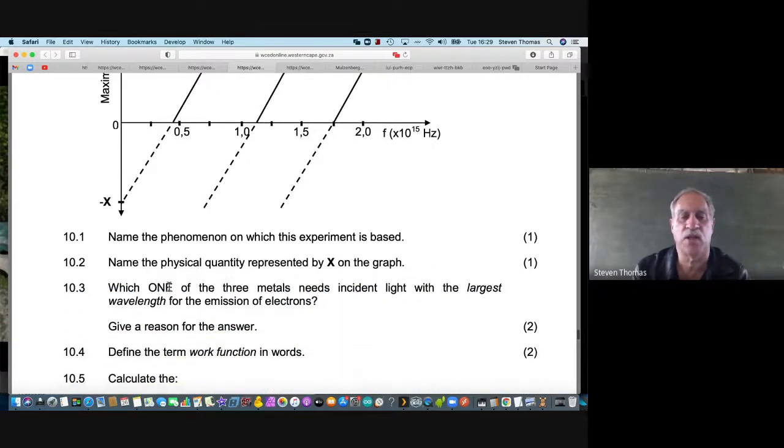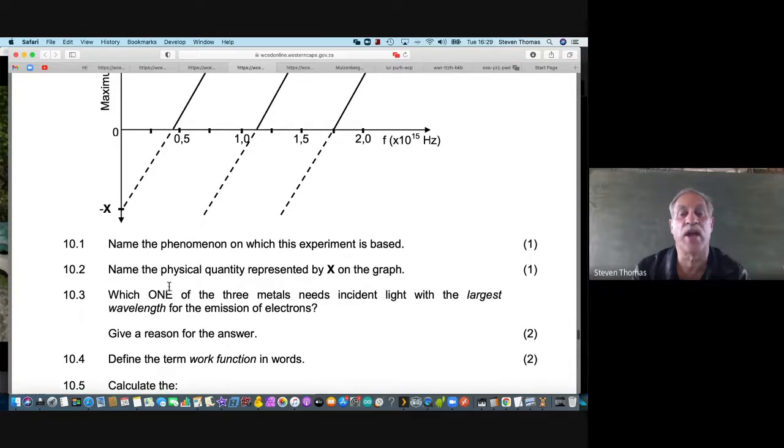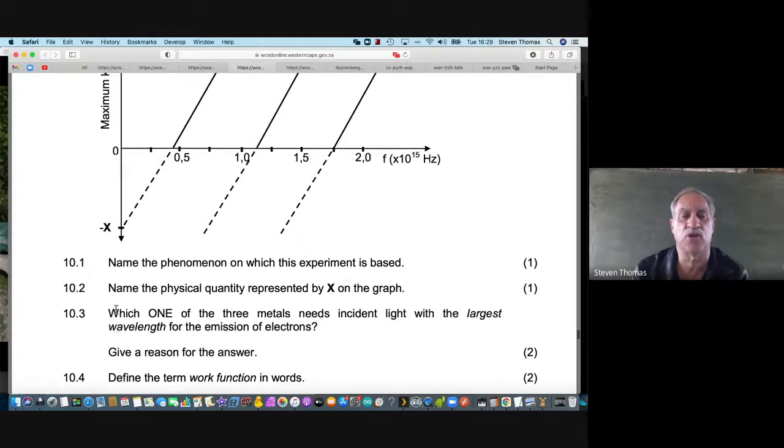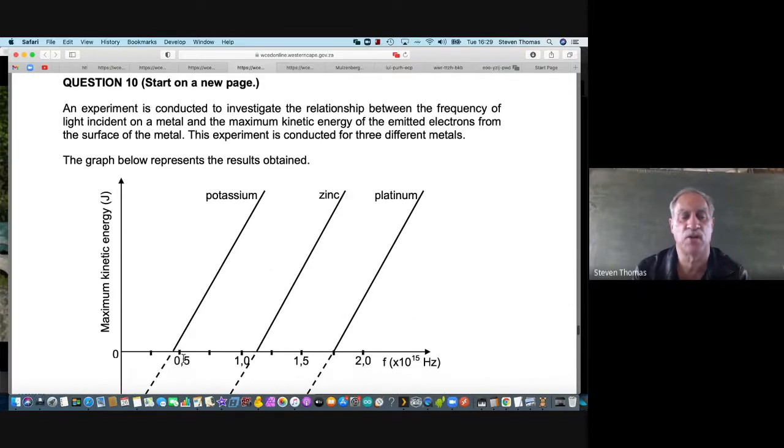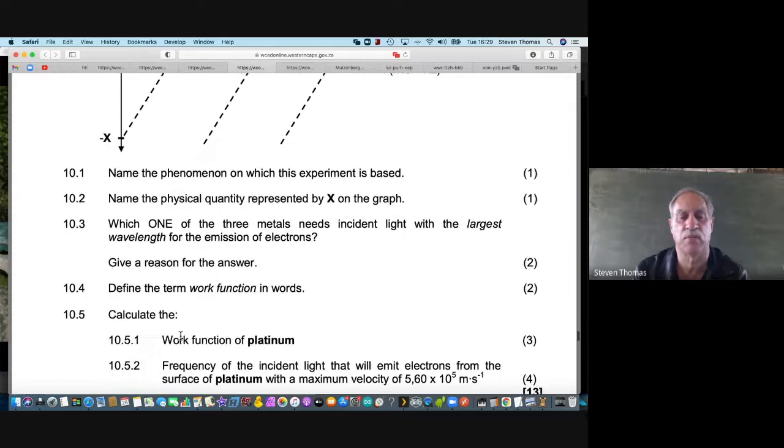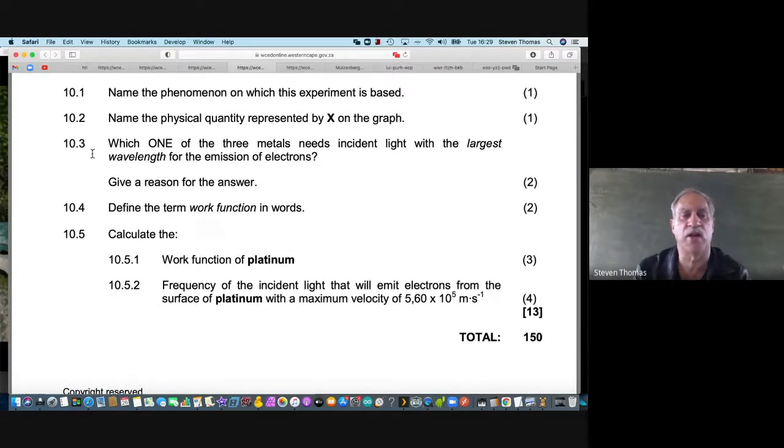Which one of the 3 metals needs incident light with the largest wavelength? They're always trying to catch us with wavelength. A large wavelength means a low frequency. So they're asking which of the 3 metals needs light with the lowest frequency for the emission of electrons. If we see, here's the lowest frequency, and potassium needs the lowest frequency or the largest wavelength, then zinc, then platinum. So don't be fooled; always think in terms of frequency rather than wavelength.